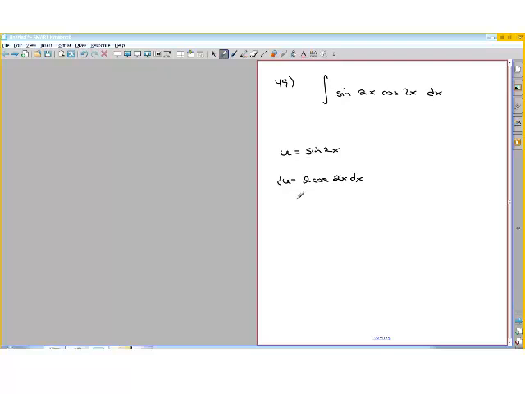So again, let's do the substitution. If you solve for the cosine of 2x dx, it's going to be equal to du over 2, dividing both sides by 2. So if I make those two substitutions, this for u and this for cosine of 2x dx, you end up with u times du over 2. Factor out the 2 in the denominator, so we get the integral of u du.